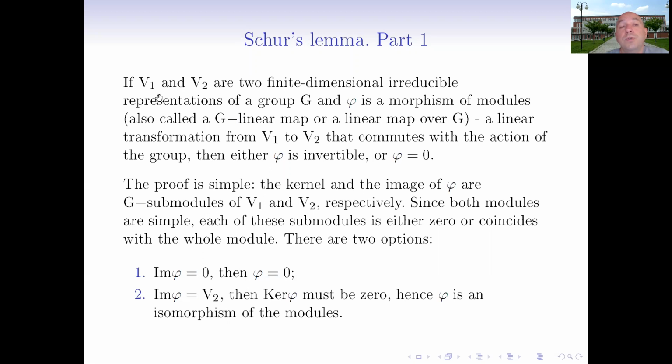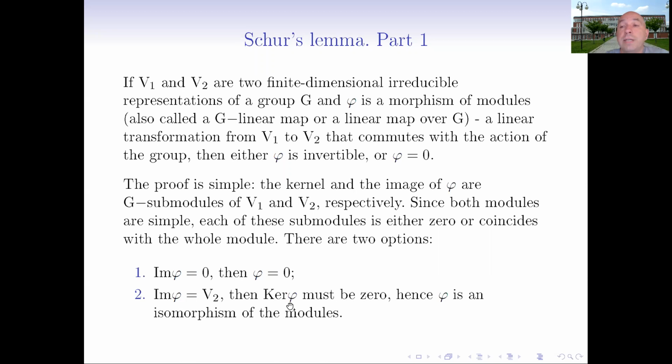we should assume that V1 and V2 are finite dimensional, but not zero spaces, with dimension at least 1. Then, if the image coincides with the whole V2, it cannot be a 0 map, which means that the kernel of phi cannot be the whole V1. So this means that it must be 0. And if the kernel of phi is 0 and the image coincides with V2, it's a bijective linear map. So phi is an isomorphism of the modules.